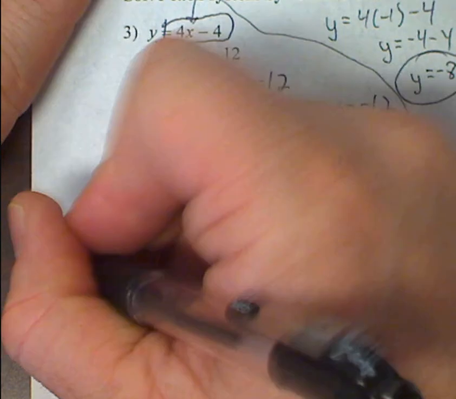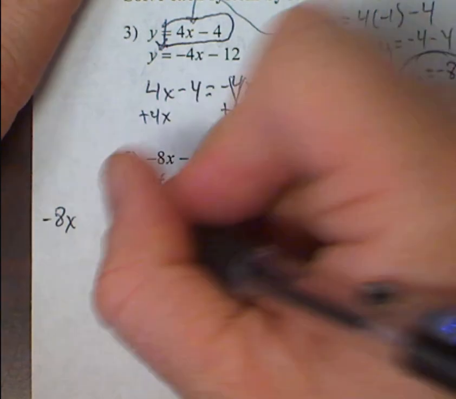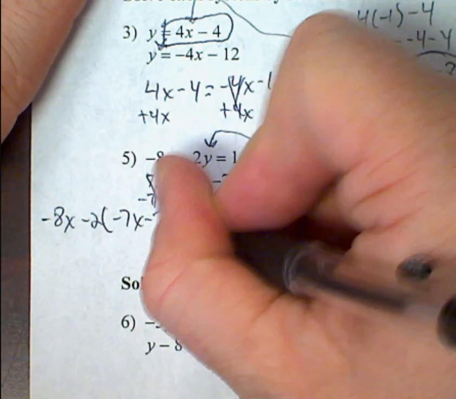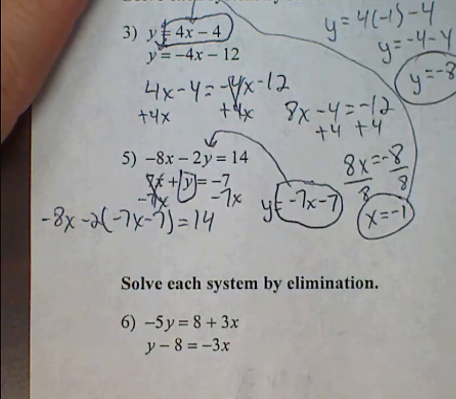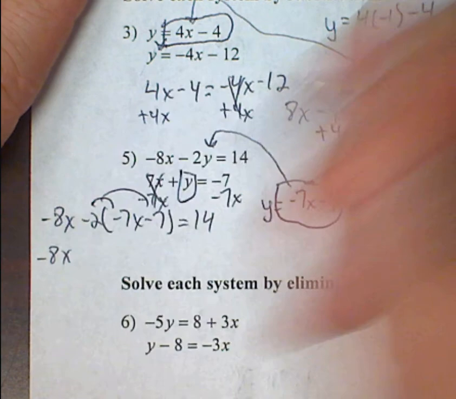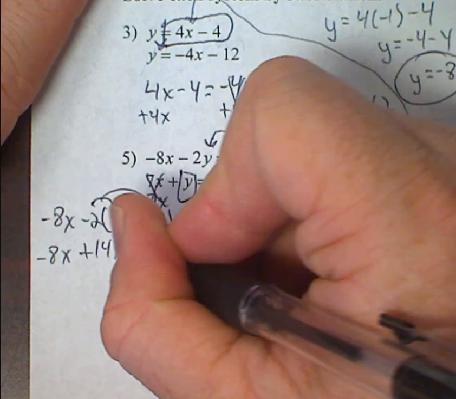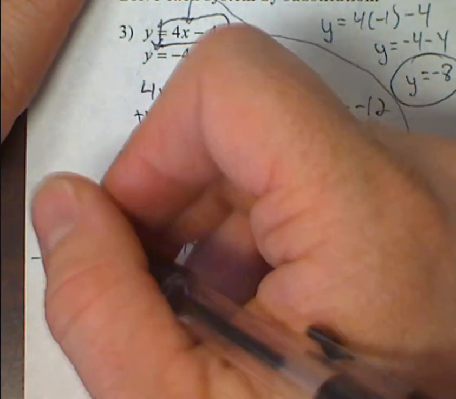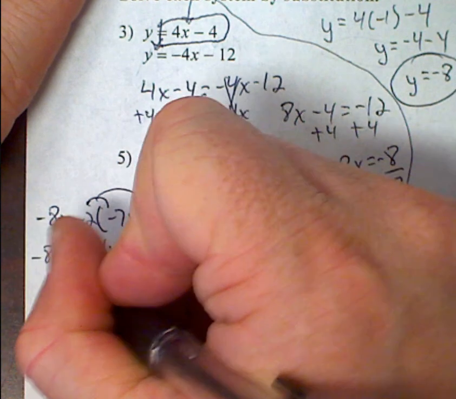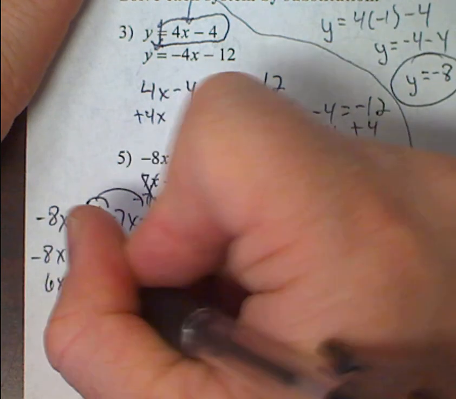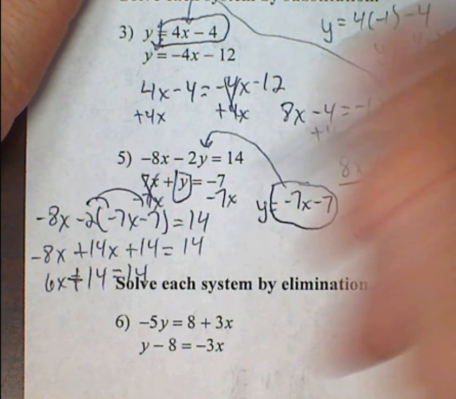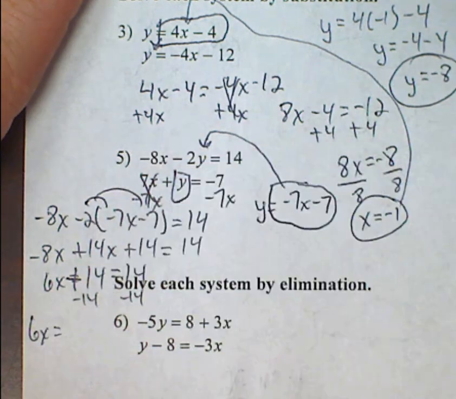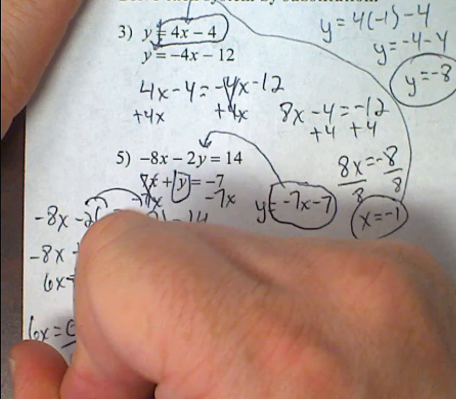So this would give me negative 8x minus 2 times negative 7x minus 7 equals 14. If I distribute, negative 8x plus 14x plus 14 equals 14. Combine like terms, that would give me 6x plus 14 equals 14, minus 14, minus 14, 6x equals 0, divide by 6, x equals 0.